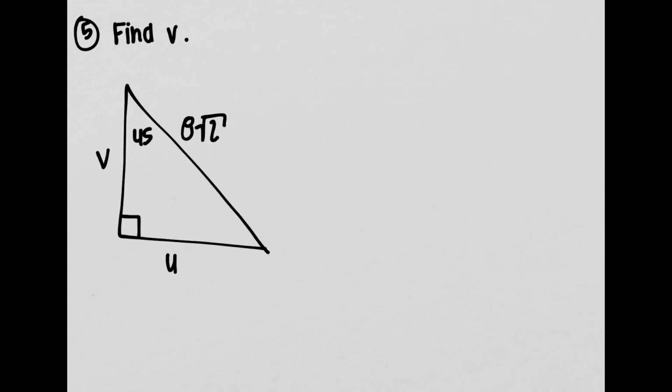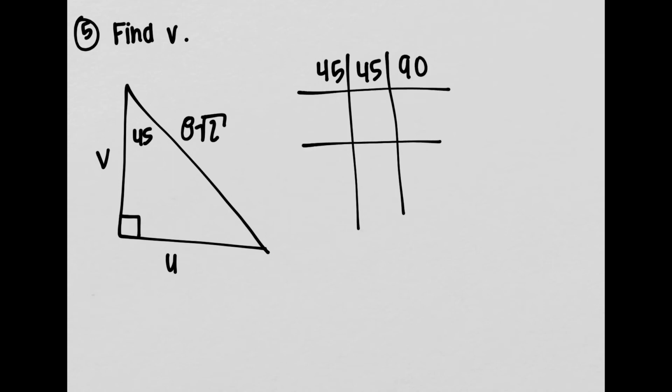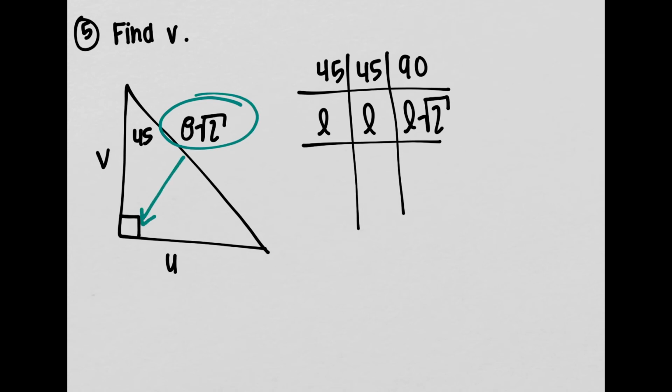The last two problems in this quiz were 45, 45, 90. And the reason we know that, of course, is because I see the 45 here. So remember, you should always be drawing your table. I know it's 45, 45, 90. So that stays the same. In the middle row, underneath the 45s, we have L's, and underneath the 90, we have L root 2. When I look at what I'm given, 8 root 2, it's across from the 90-degree angle. So on the table, it goes under the 90-degree angle. I'm going from right to left, so I'm going to be dividing, and we're dividing by the square root of 2.